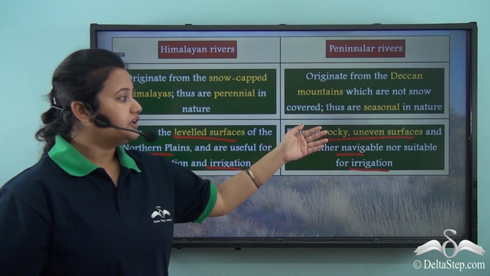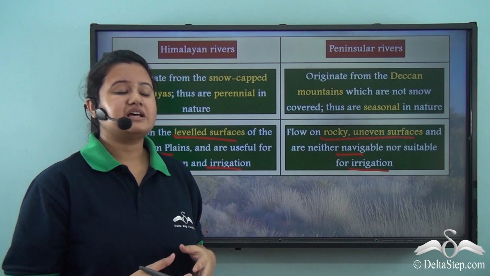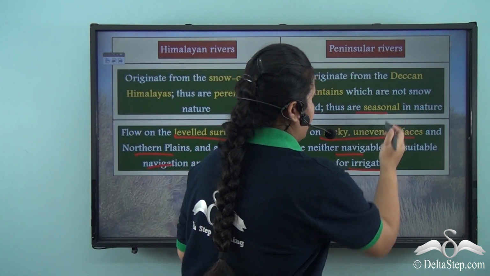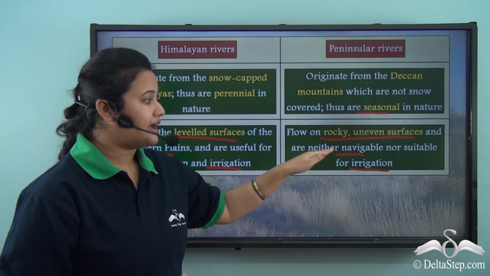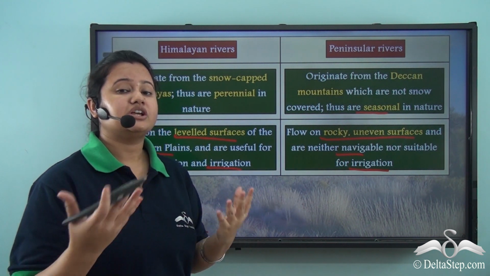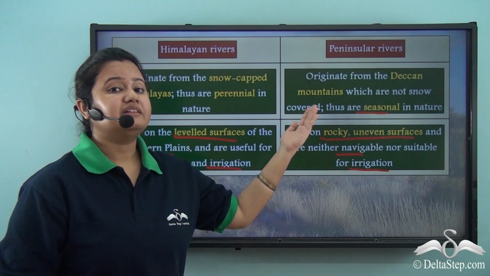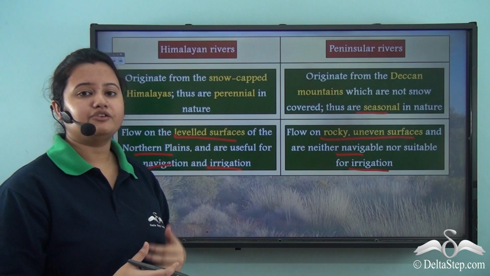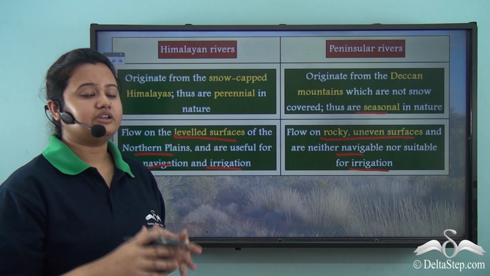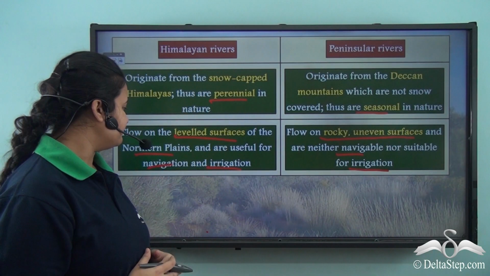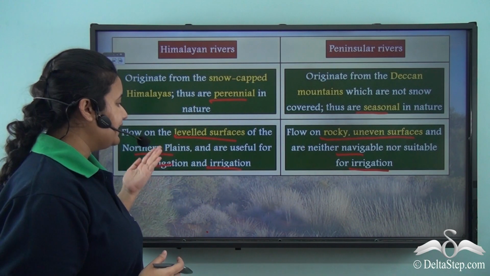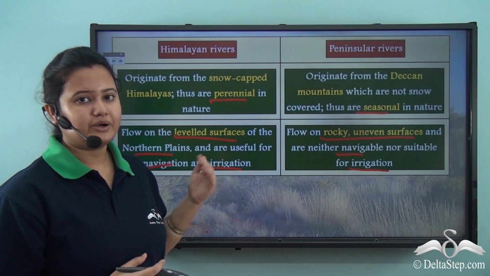Well, as we know that peninsular rivers are seasonal in nature and they dry up during summer months. So, navigation or irrigation is not possible via these rivers. Whereas Himalayan rivers have water round the year and they are perennial rivers. So, due to this, Himalayan rivers are useful for navigation and irrigation purposes.